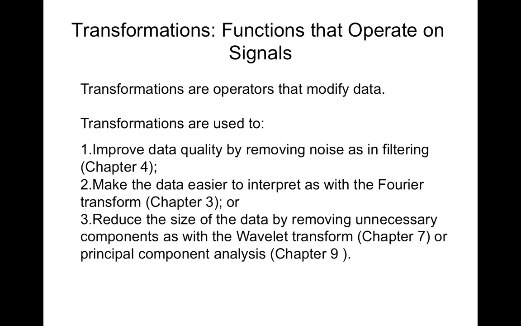And transformations are used for three basic reasons. One is to improve the data quality by removing noise. In this example, we might use a digital filter that we would use just computationally to remove noise from our signal. Another application is to make the data easier to interpret, and the classic example of this is to take a Fourier transform of the data so that you can see what the signal looks like in its frequency components. And then the third reason is to reduce the size of the data by removing unnecessary components. The wavelet transform does this, as does principal component analysis. Both of these are data reduction techniques.